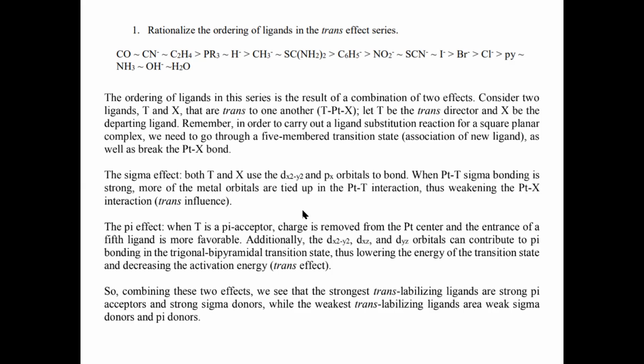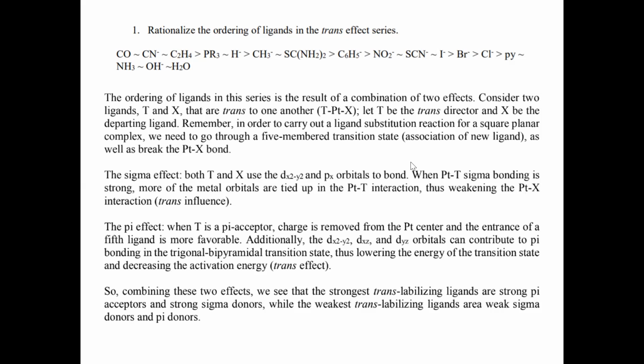Yeah, so the ordering of the ligands in this series is a combination of two effects: the trans influence and the trans effect. Basically it's the combo of the trans influence, which is the sigma effect. If you're considering a platinum complex where you have T as the trans effect ligand and X as the departing ligand, both T and X in the sigma effect use the px squared minus y squared and the px orbitals to bond to the metal.